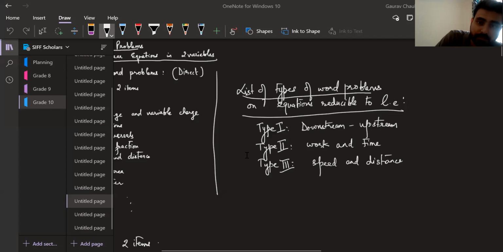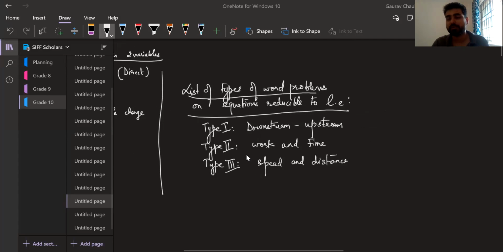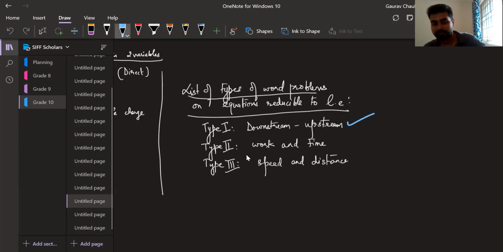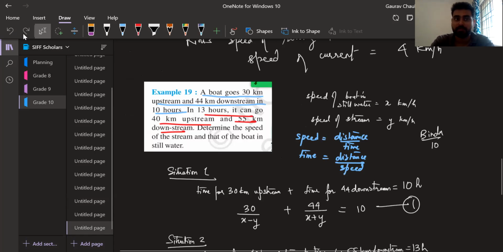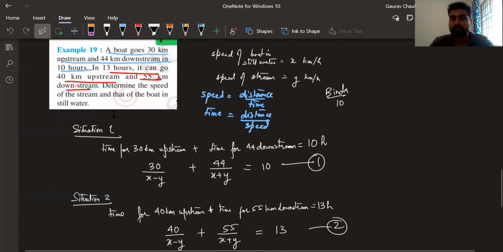Right, before we move ahead, I want to bring you back to the status of our chapter. All the other things we have seen, we are at equations reducible to linear equation. In that, we have seen downstream, upstream last class. We have seen two types of questions. One which is giving you a direct linear equation, and one which was giving you a reducible linear equation. This particular question.